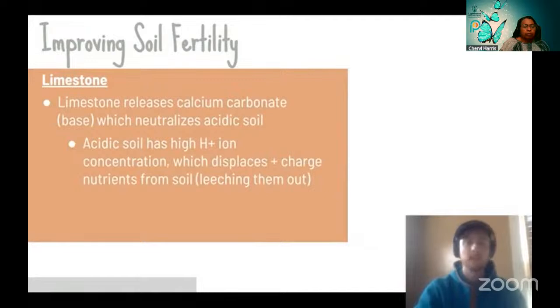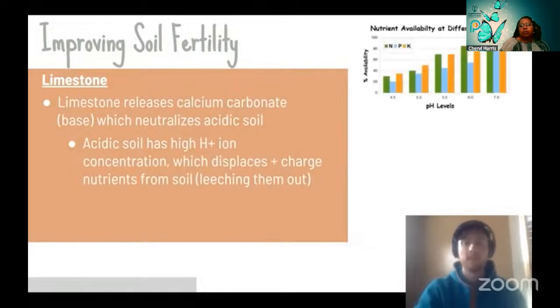That's a problem. So we can see here in this graph, as we become more acidic, as we're moving down in pH, all of those key nutrients are becoming less available. Limestone acts as a base though, which neutralizes your soil and moves it closer to 7. We can see that as we move up in pH or closer to 7, becoming more neutral, that's going to increase the level of nutrients that are retained in the soil.